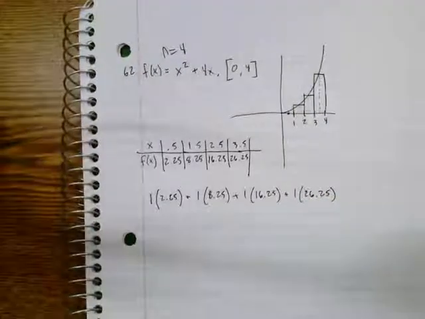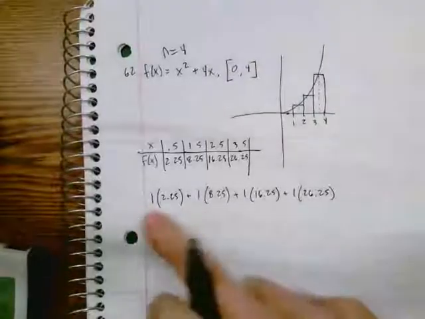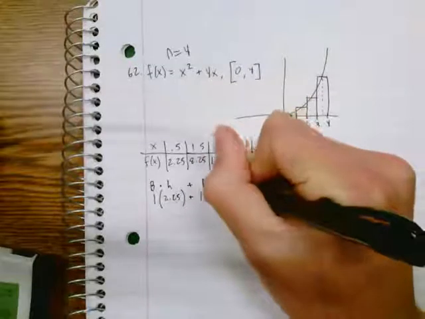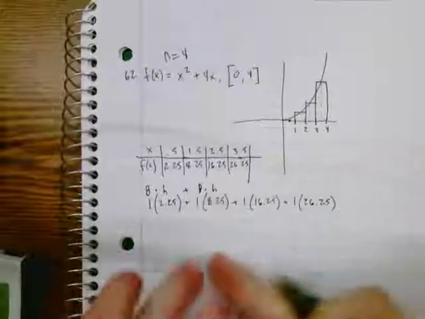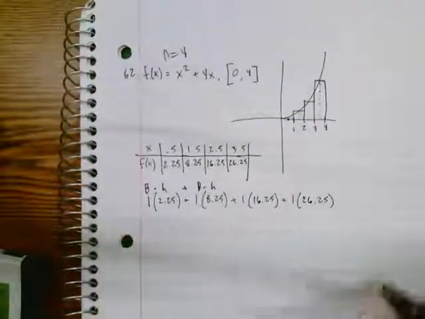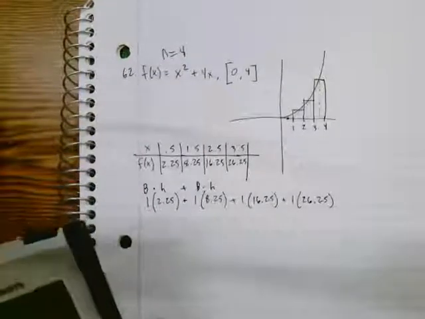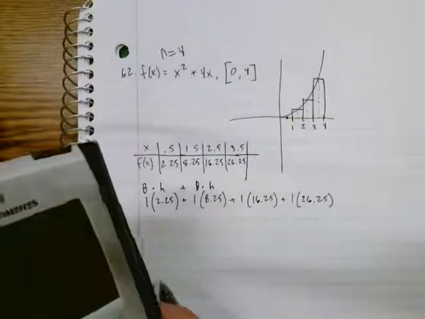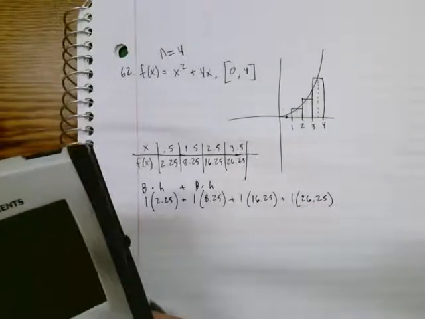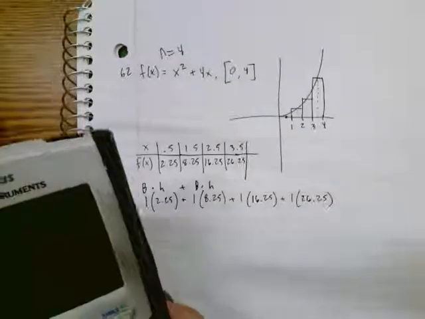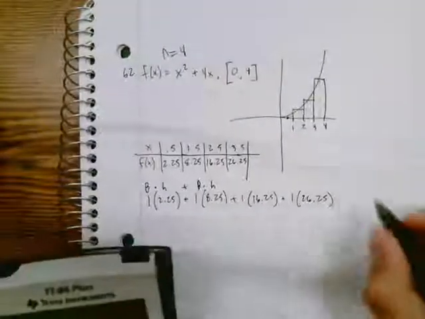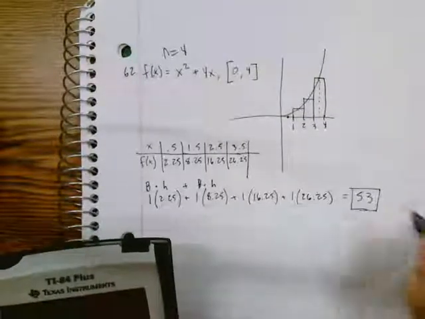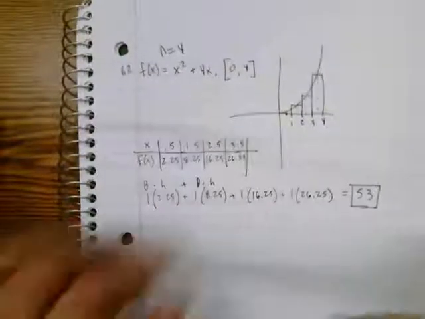All right. And I just wrote it all out so that you would see it's base times height plus base times height. But in reality, you don't need to write that 1 there. It's just to help you visualize it. So 2.25 plus 8.25 plus 16.25 plus 26.25 equals 53. And that is our approximation for the midpoint Riemann sum.